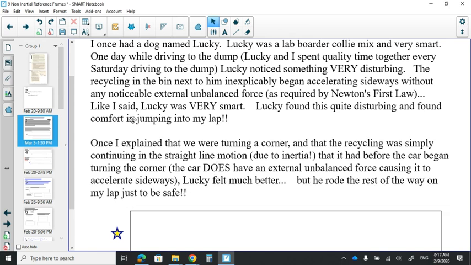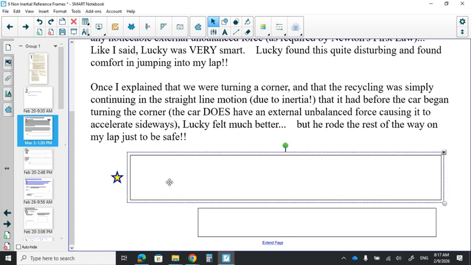Once I explained that we were turning a corner and that the recycle bin was simply continuing in a straight line motion due to inertia that it had before the car began turning the corner. The car does have an external unbalanced force causing it to go sideways, right? Tires on the road pushing, and reaction force of the road pushes the car sideways. After understanding all of that, that the cans were really just maintaining their straight line motion, Lucky felt much better. Obviously, that part's not true, but he did ride the rest of the way in my lap, just to be safe, though.